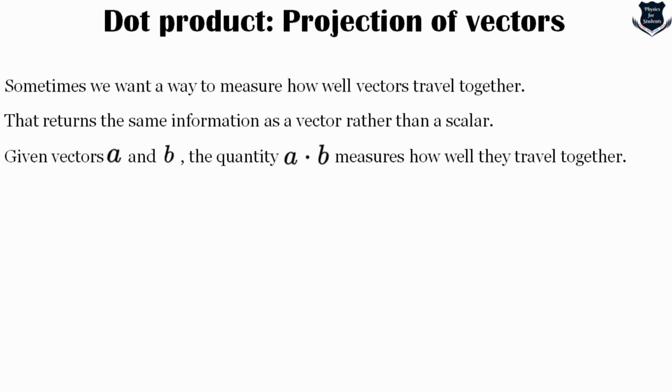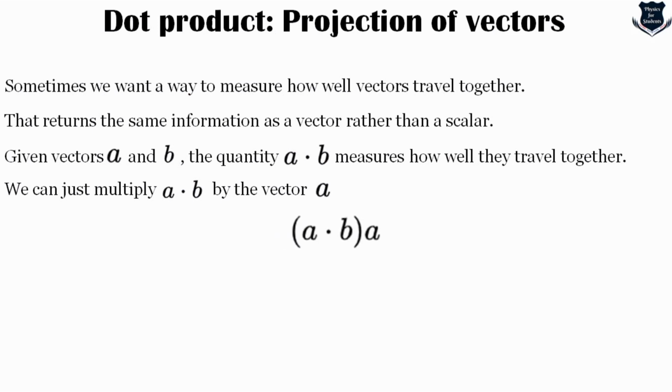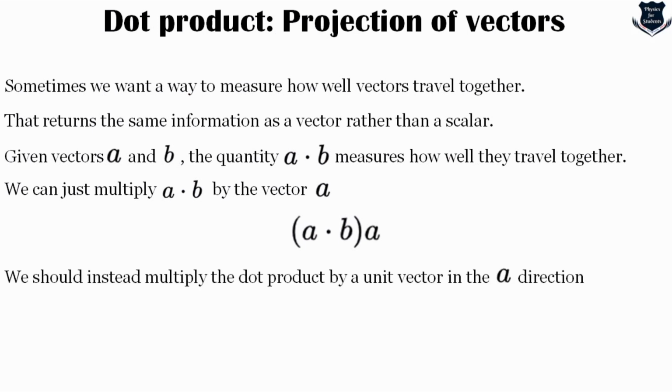Well, if you're given two vectors, A and B, traveling together, then we can reframe our words and say that A is our reference direction, and A dot B measures how well B travels in the direction of A. So since we want to preserve the information, we really don't want to lose it, we can multiply A dot B by a vector. We should instead multiply the dot product by the vector A in direction. Why? Because we want to preserve the direction, and this is how exactly it happens.